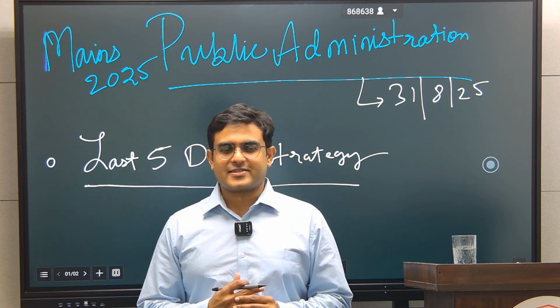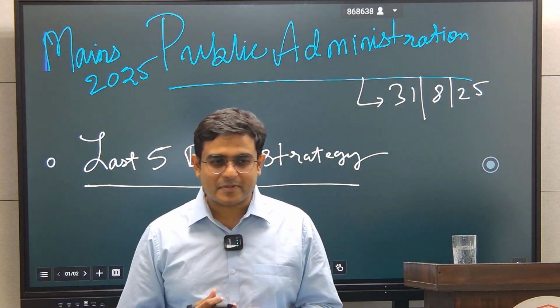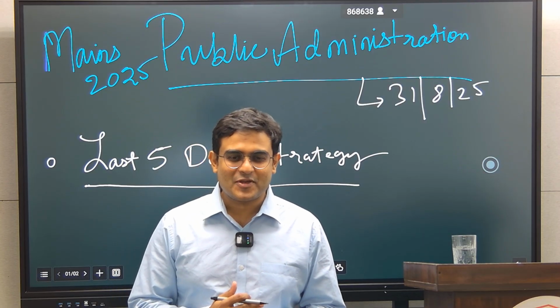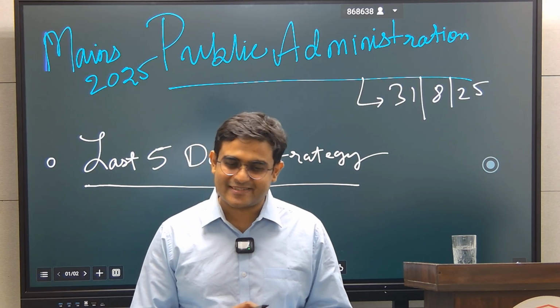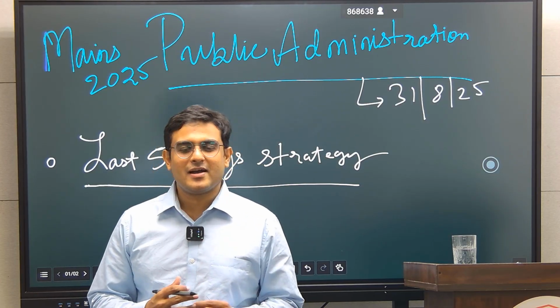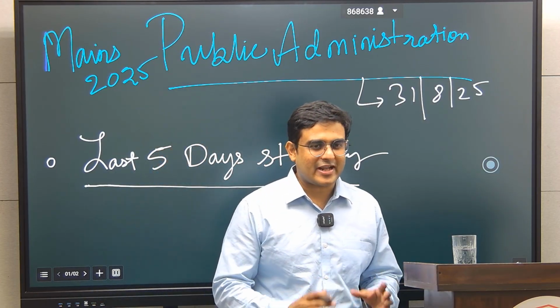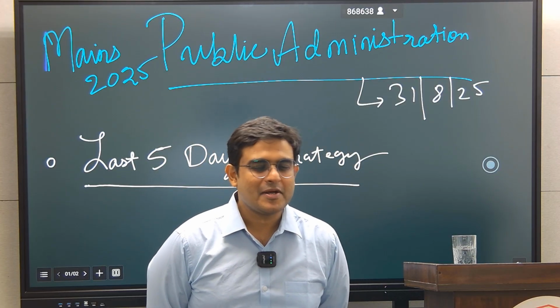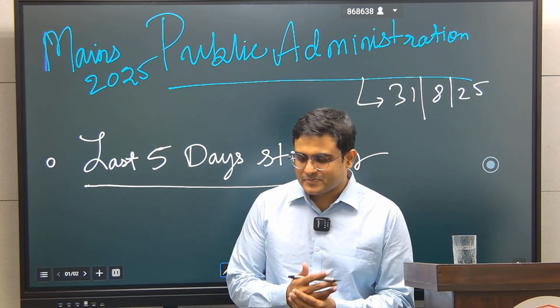Now that the GS papers are over, public administration awaits you in more or less 5 days. UPSC tried to test you in the GS papers and the essay also by setting up a number of traps. Hope you have navigated well. Anyways, now GS and essay are done and dusted. Public administration is waiting for you.